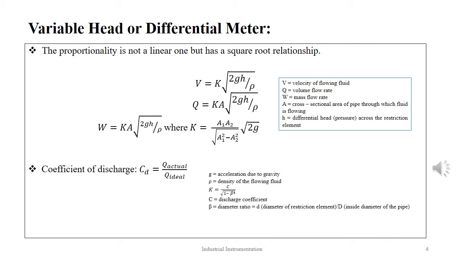Numerically, V equals K under root 2gh by rho, and Q is given as Ka under root 2gh by rho, where V is the velocity of the flowing fluid and Q denotes volume flow rate. W is equal to K under root 2gh by rho, where K equals A1 A2 by under root A1 square minus A2 square, whole into under root 2g. W denotes mass flow rate. The coefficient of discharge is given as CD equals Q actual by Q ideal.